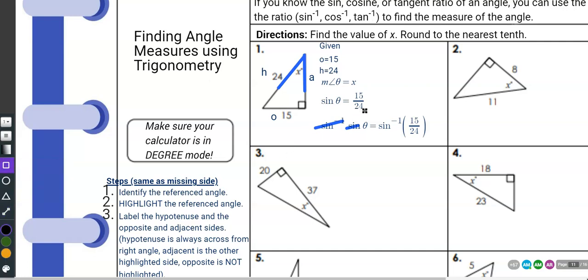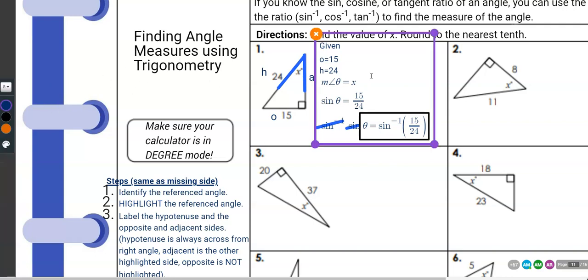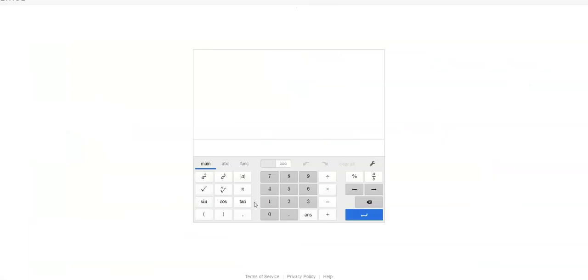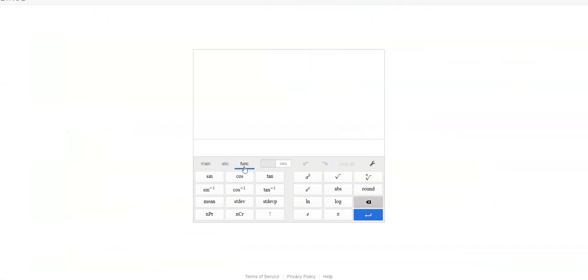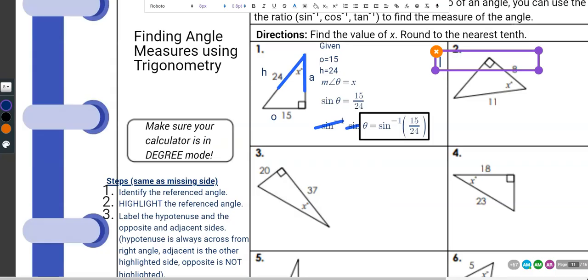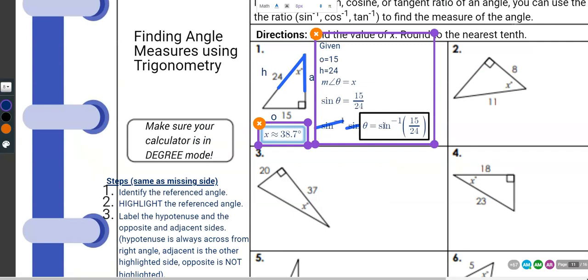What I'm going to tell you is that if you skip straight to this step right here, that is also fine. Because we know that since we are looking for an angle, we're going to use inverse sine, inverse cosine, or inverse tangent. And for the rest of the problems, that is exactly what I will be doing. So let's go ahead and run this through a calculator. We're going to go function, inverse sine, 15 over 24, and we get approximately 38.7 degrees. Like I said, most of the time I'm going to skip straight to this step, but in this case, I wanted to show it to you.